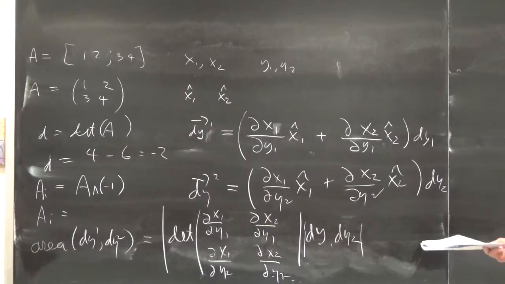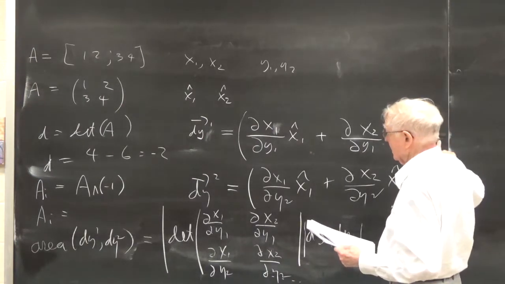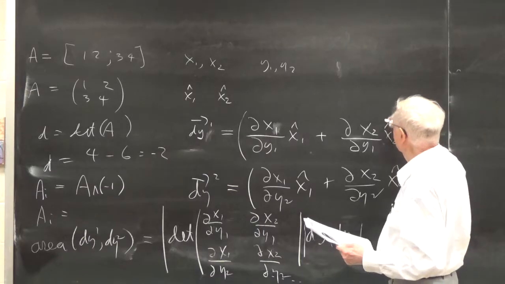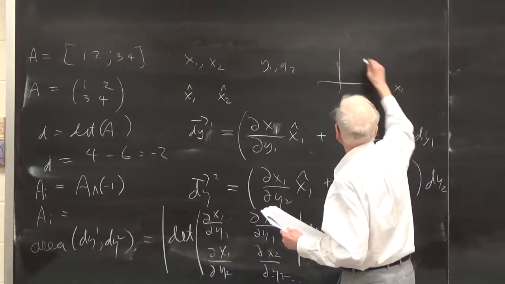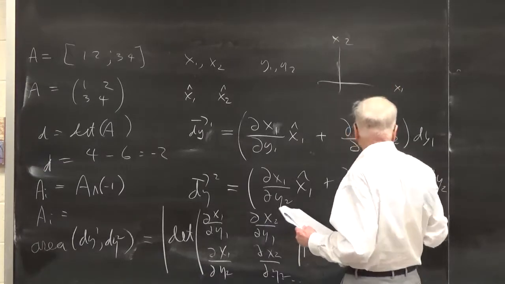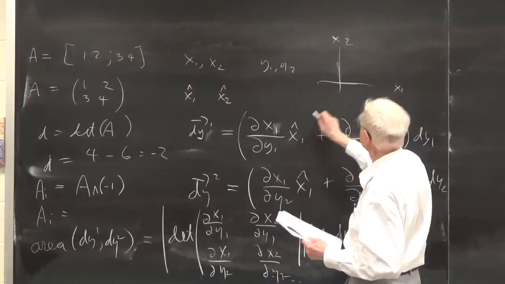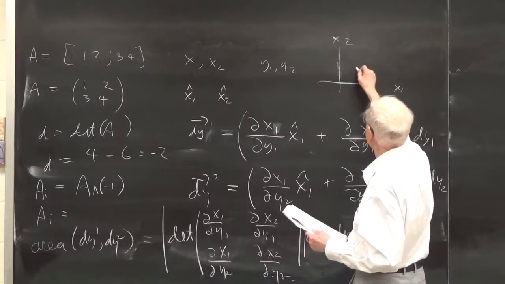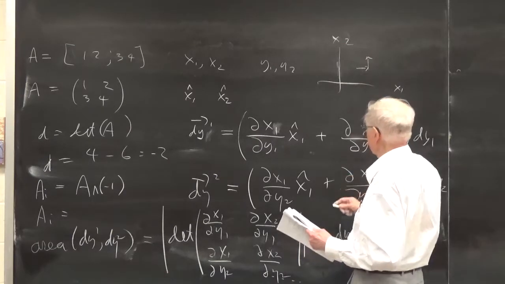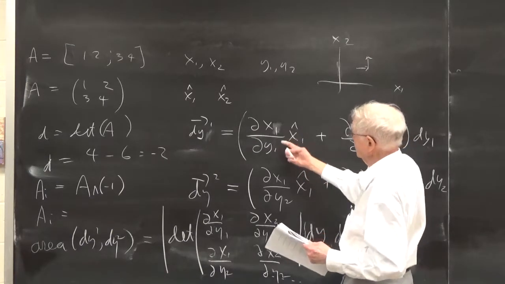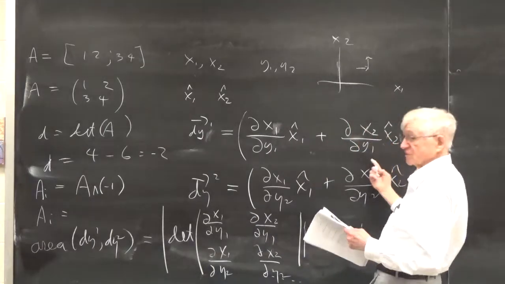So once again, the idea here is that we're moving in the y's, and if we move in the x1, x2 plane by y1, then we go a little bit in the x1 hat direction and a little bit in the x2 hat direction. The amount we go is the partial of x1 with respect to y1, partial of x2 with respect to y1, and so forth.